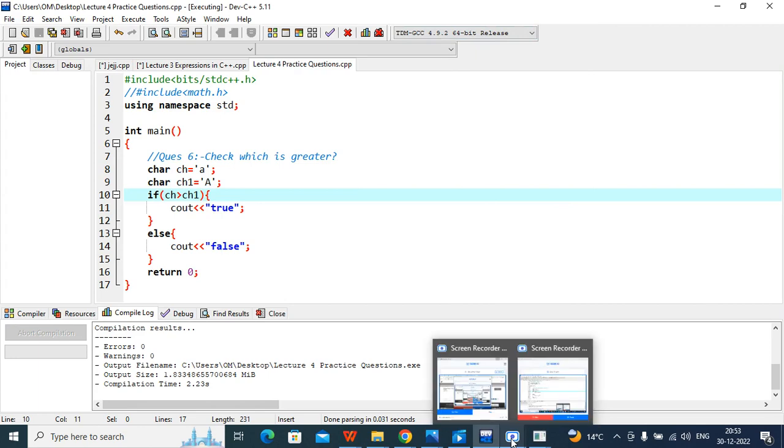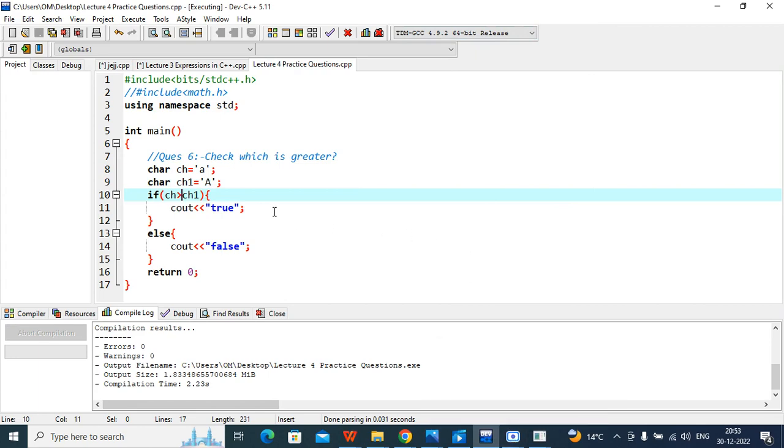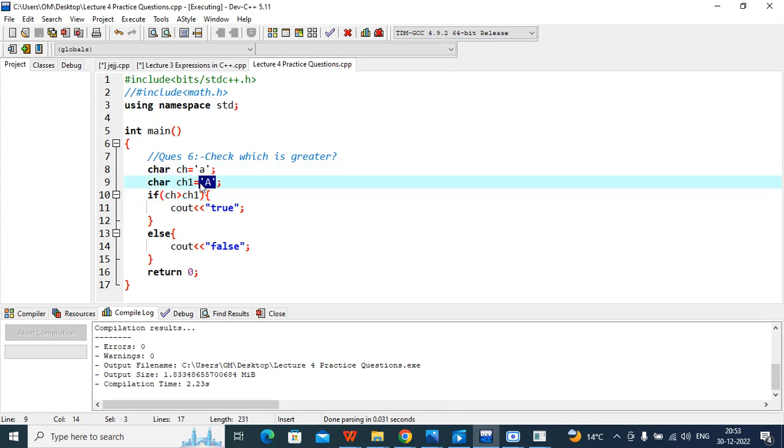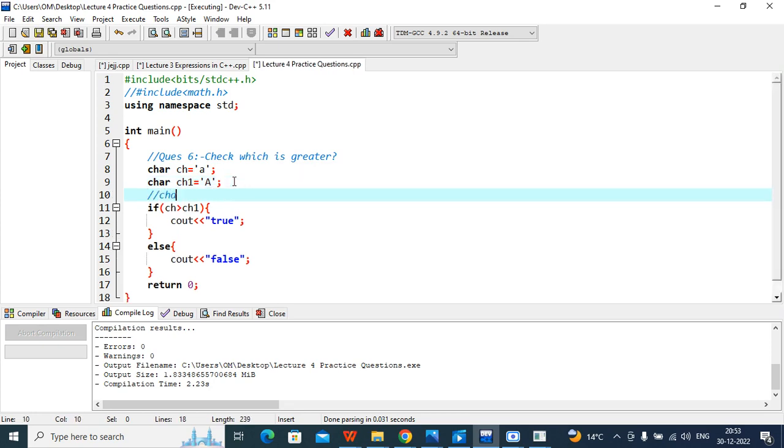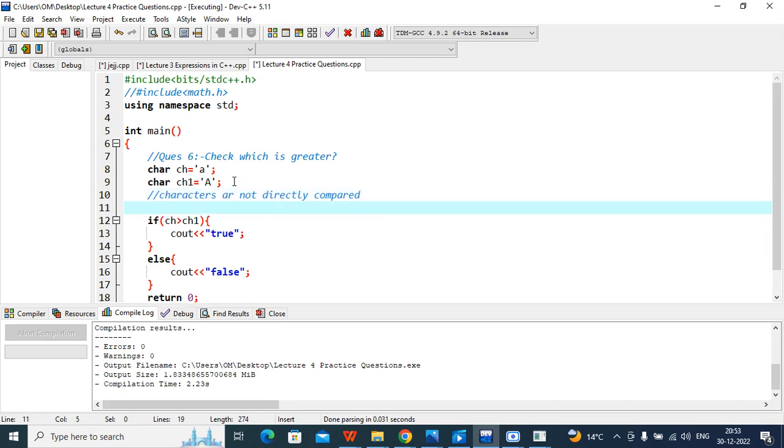Now you will be like, ma'am, how is it possible? Small a is small, it is a small a, it is a capital A, then this should be greater. Why is the small a greater? Okay, I told you that characters are not directly compared. Their ASCII values are compared.